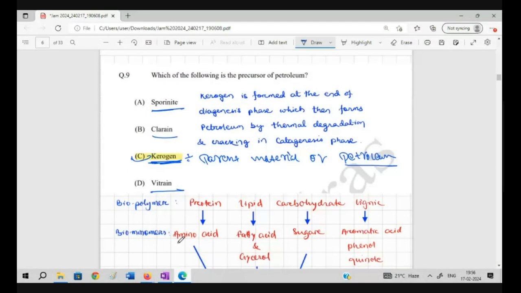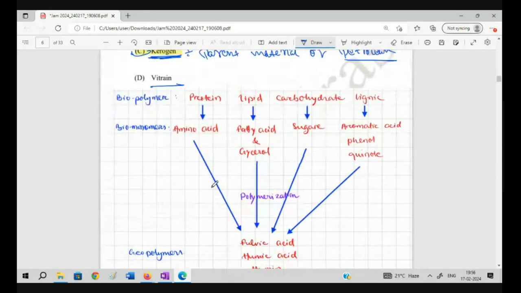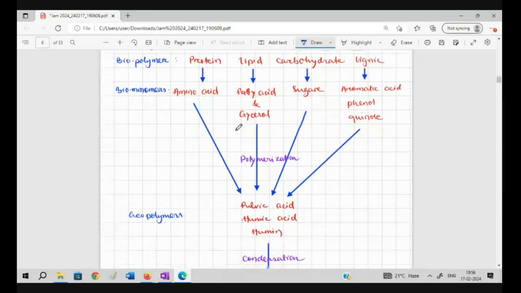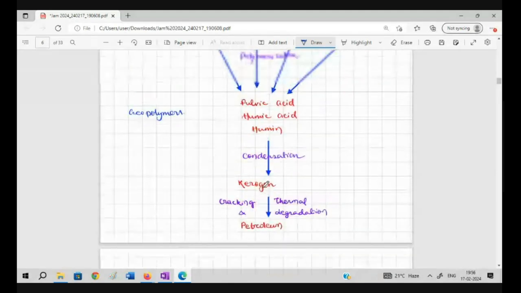Okay, and if you see, this is the entire process of petroleum generation. You can see here is the kerogen, and when it is exposed to high temperature and pressure conditions, gradually it undergoes thermal degradation and is converted to petroleum. The kerogen is also an organic remain.